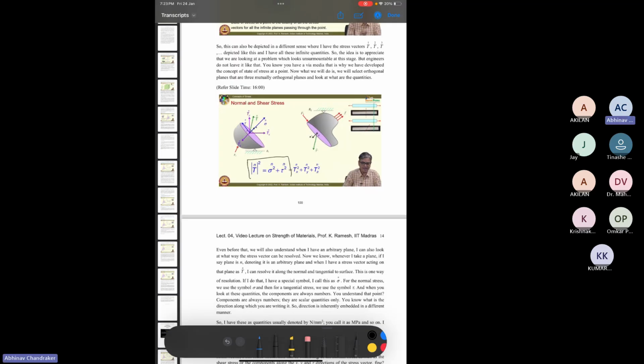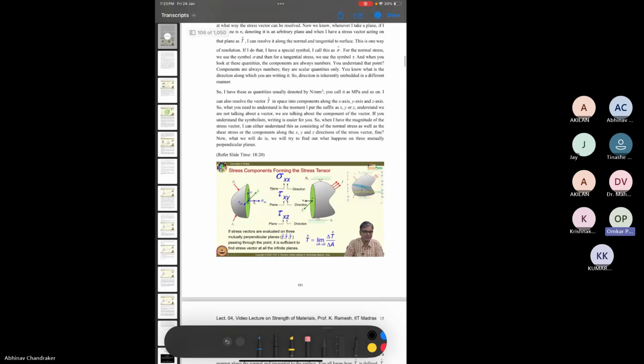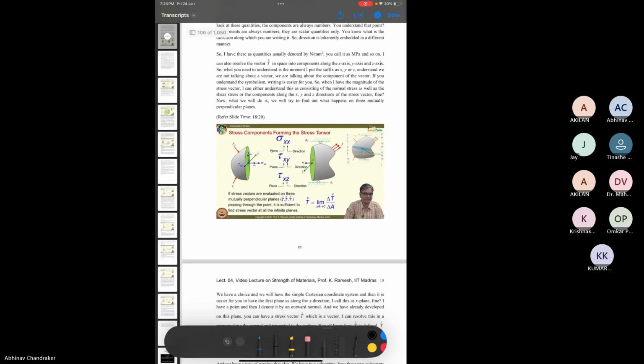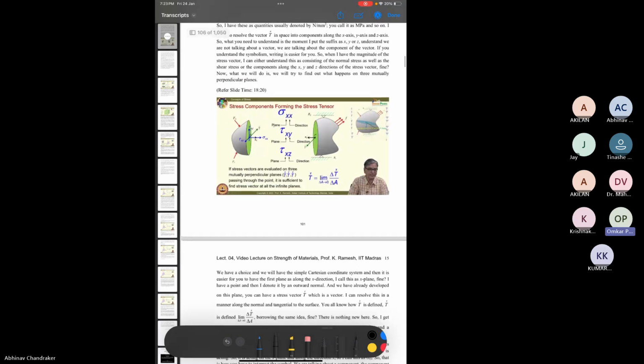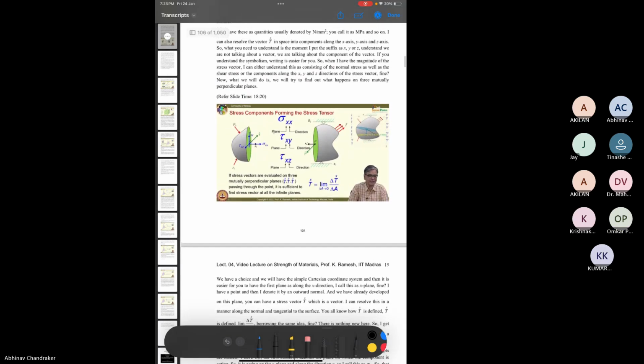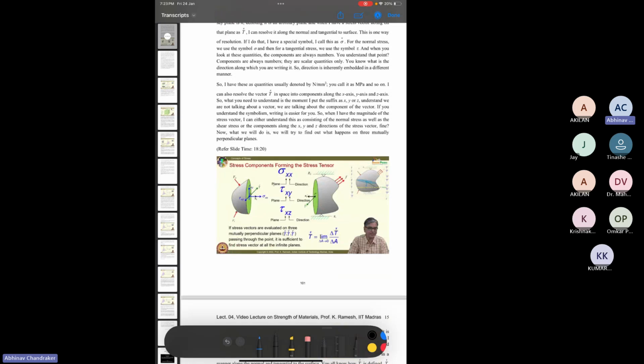So you can resolve it into normal and shear stress components, and also you can resolve it into the components along x, y, and z direction given by tx, ty, and tz. Also, the shear stresses can further be resolved along tau xy and tau xz. For understanding the notations, what xy and xz mean, you can refer to the lecture.